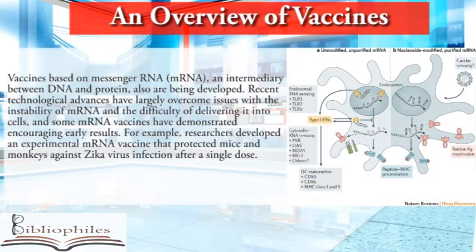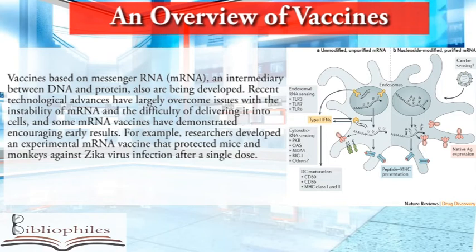Then, vaccines based on messenger RNA, that is mRNA, are also being developed. See, mRNA is an intermediary between DNA and protein. Recent technological advances have largely overcome issues with the instability of mRNA and the difficulty of delivering it into the cells, and some mRNA vaccines have demonstrated encouraging early results.